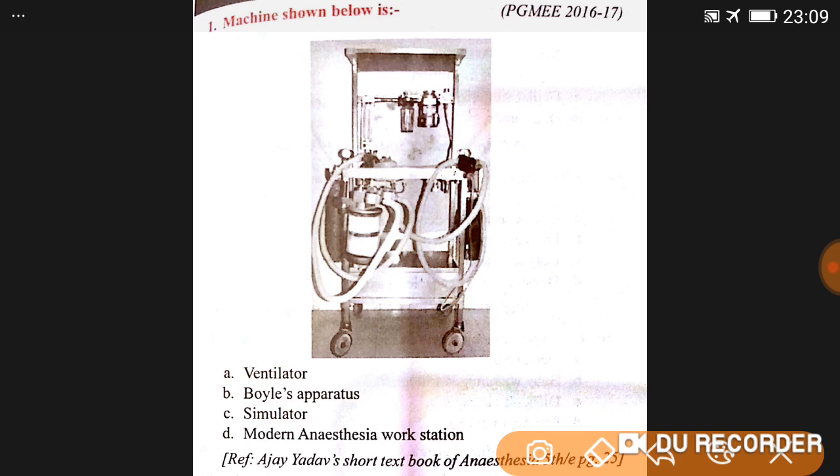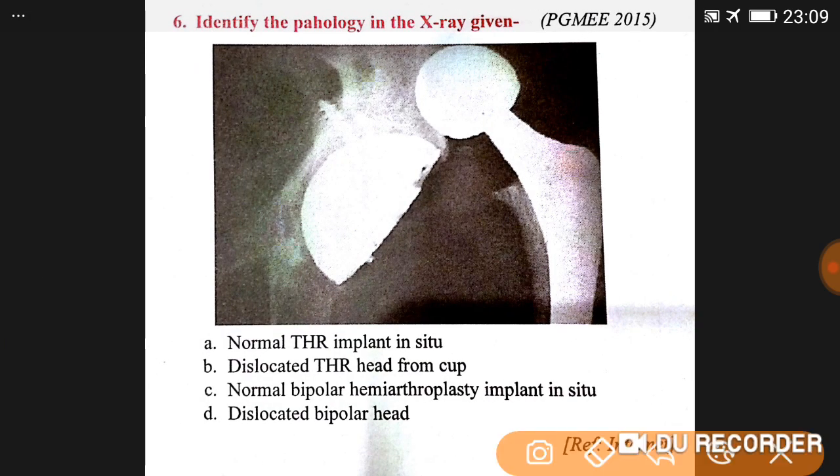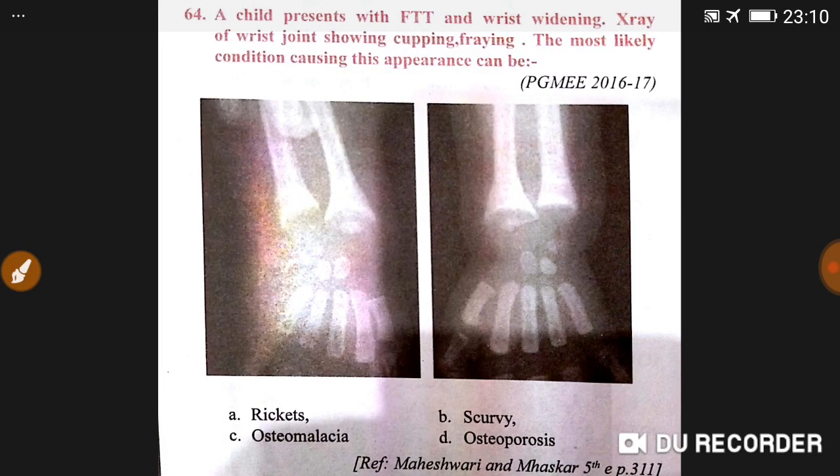The machine shown below is known as Boyle's apparatus. Now, identify the pathology in the given X-ray. This is a dislocated THR head from the cup. X-ray lateral view of the lumbar spine shows compression of the vertebra. Here is the compression, here it's compression. So this is seen in Pott's spine, or we can say tubercular spine.